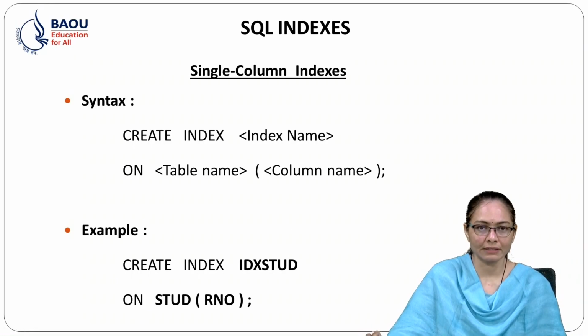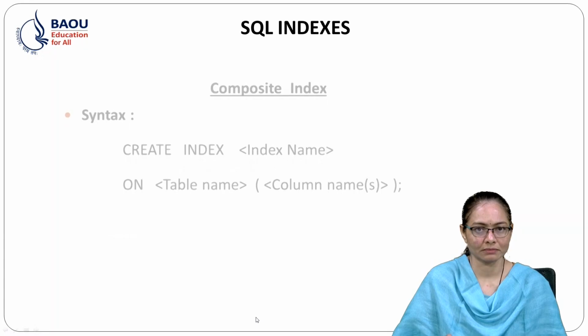If we want to create an index on employee ID in an employee table, how can we write it? Create index, then the index name, suppose IDX1, on employee, in the brackets employee ID, then bracket over and a semicolon. So it will create the index on employee ID in the employee table. If we create an index on customer ID in the customer table, then create index IDX2 on customer, in the brackets customer ID, and then a semicolon.